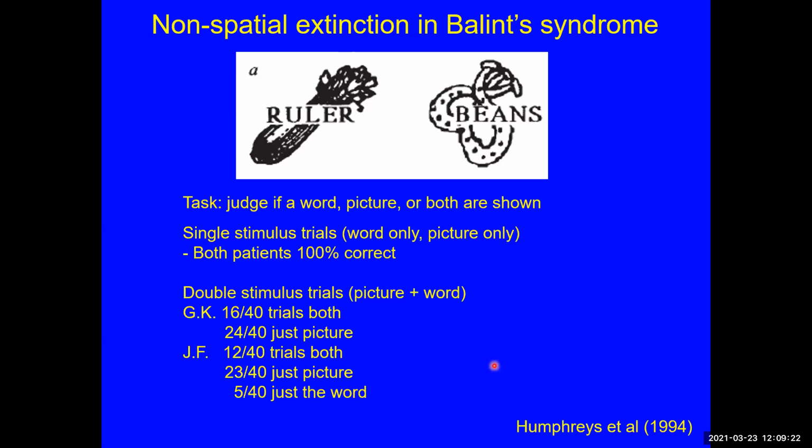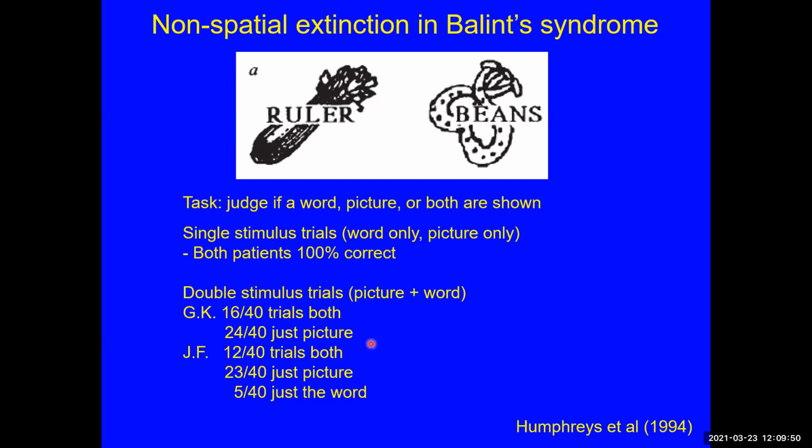What you get is that on some of the trials, people will notice that there are two things there, a word and a picture. Right, so this shows that it's not as if they can't do the task at all. But you and I, we would get 40 out of 40 for recognizing that this is a word and this is a picture. And these people here, 40% of the time they get it correct for GK. 30% of the time JF gets it correct. The bulk of the time, they're saying it's just one thing.